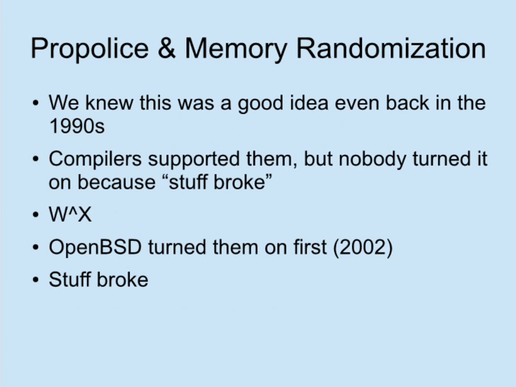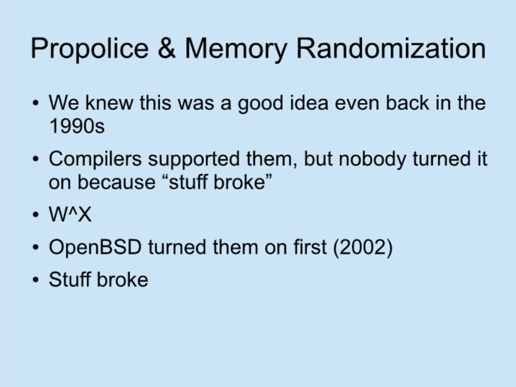One of the earliest examples of this is when they worked with ProPolice and memory stack randomization. Even back in the 1990s, we knew that having information stored in memory on a live system in a predictable, deterministic order was not really good. Compilers supported options to randomize the memory stack. But if you turned it on, lots of software would break.